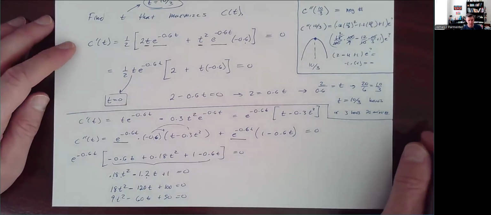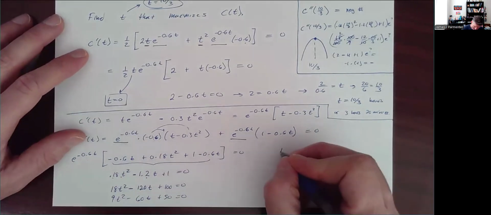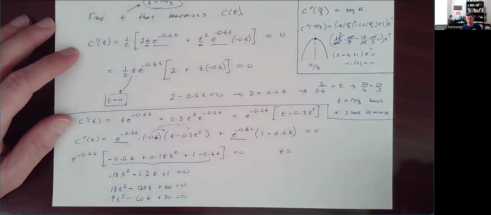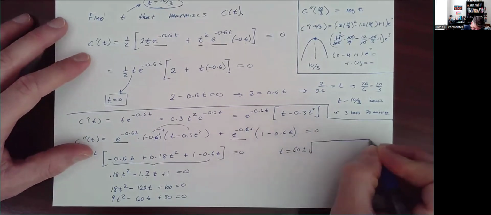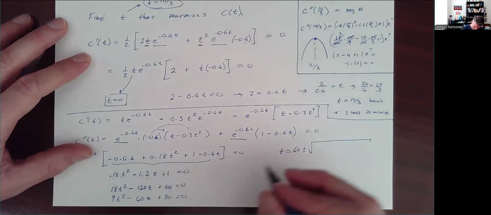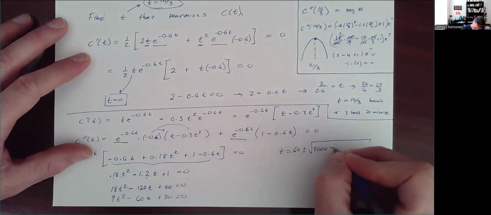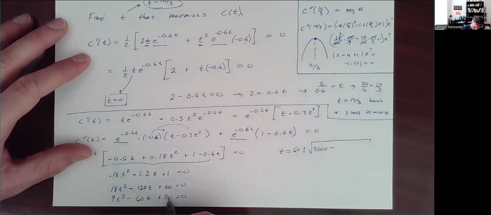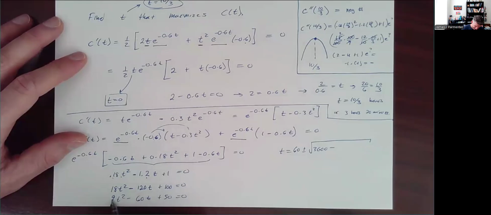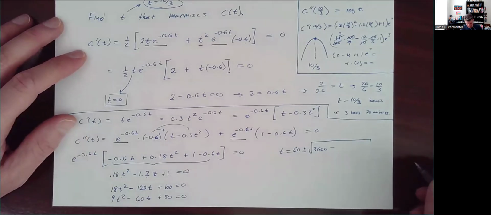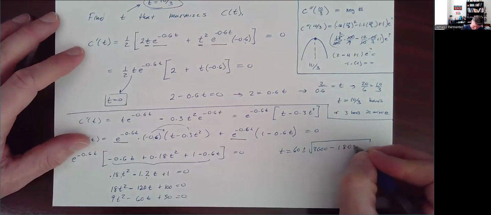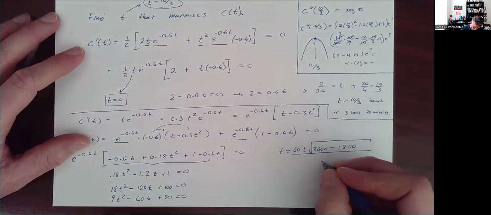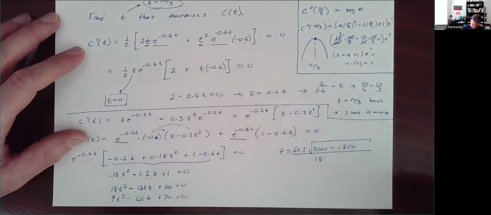So here's what you could do. You could just use the quadratic formula and get t equals 60 plus or minus the square root of negative 60 squared, which is 3,600, minus 4 times a times c, which is 4 times 9 times 50. 4 times 50 is 200, times 9 is 1,800. All divided by 2 times 9.